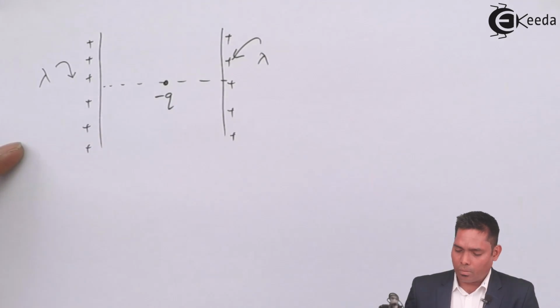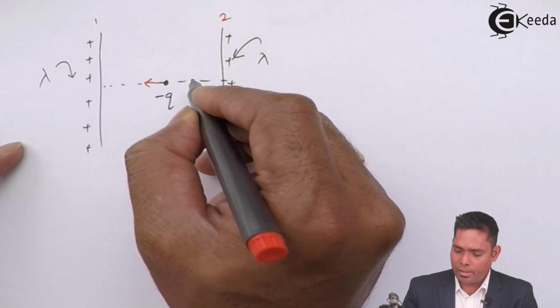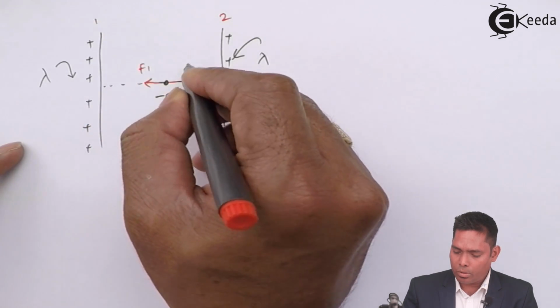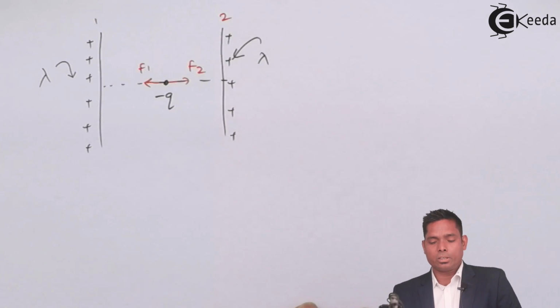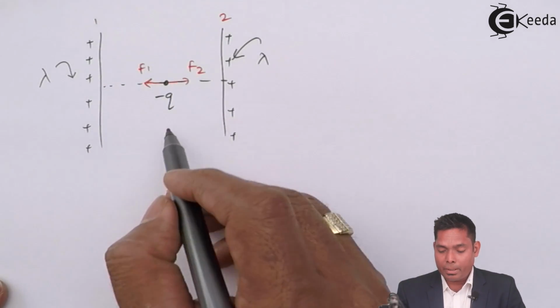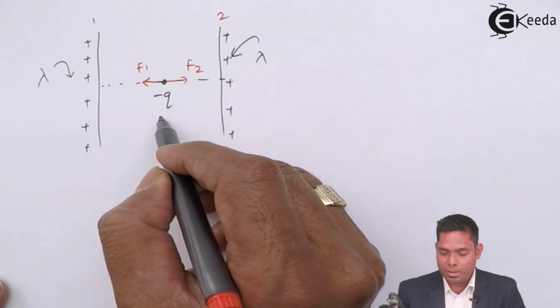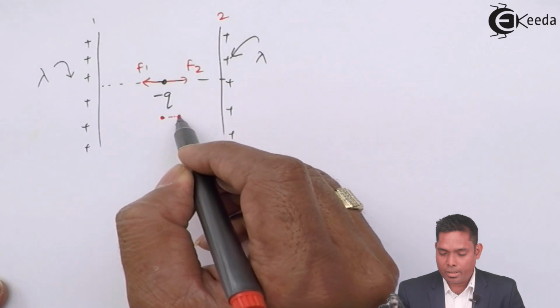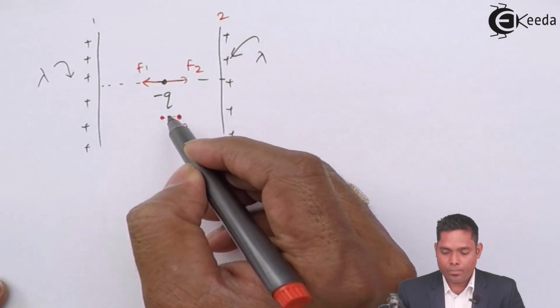So this is conductor 1 and this is conductor 2. The force due to this one will be on this side. This is F1 and this is F2. In this situation, F1 and F2 will be in opposite directions. Now, if this charge q is slightly displaced towards right or left, suppose it is displaced towards right and is now here, then the minus q charge is here.